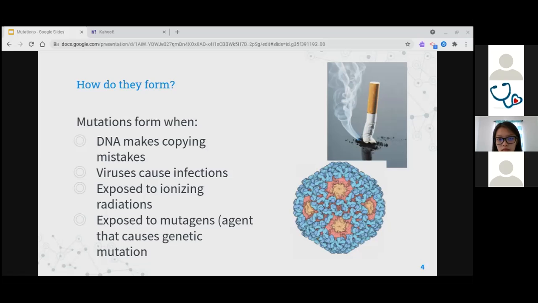However, that is not to say avoid X-rays, because they are necessary for certain procedures. Lastly, exposure to mutagens, or agents that cause genetic mutations, causes mutations to form. A common example is smoking. Smoking can increase the risk of cancer, which is a type of mutation where cells multiply uncontrollably. Now let's move on to the different types of mutations.